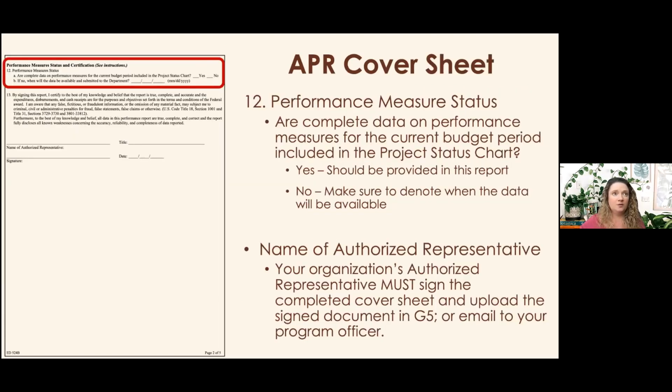And then we'll pop over to this last part of the second sheet, which is your authorized representative signature. Now, your organization's authorized representative must sign the cover sheet. You can then scan it, take a picture of it, whatever you need to do, and upload it into G5. A couple of tips on this part. It will upload best as a PDF.